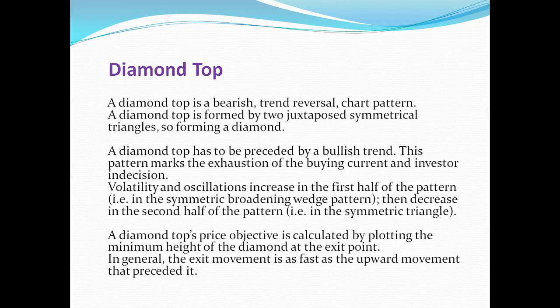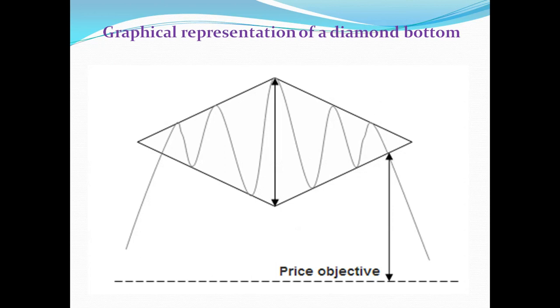A diamond top price objective is calculated by plotting the minimum height of the diamond at the exit point. Please remember, in general, the exit movement is as fast as the upward movement that preceded it. So I already showed you the diamond pattern. So the target, this is the target. You can take the middle of that as the target.